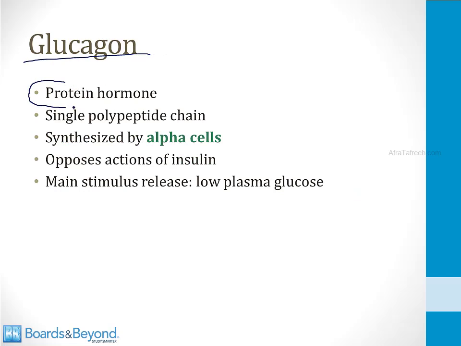This is also a protein hormone just like insulin. It has a single polypeptide chain instead of two chains linked together like insulin. Glucagon is synthesized by the alpha cells of the pancreas, and this hormone opposes the actions of insulin. Therefore, the main stimulus for glucagon's release is a low plasma glucose level.